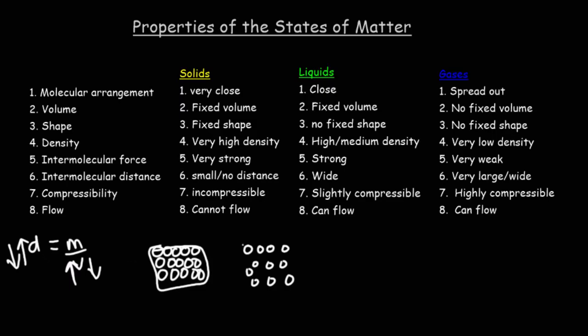What about gases? Gases have very low density because the particles are spread out, and this makes them occupy a very large space as compared to solids and liquids. And because of the very large space, volume is extremely high, and hence the density is very low.